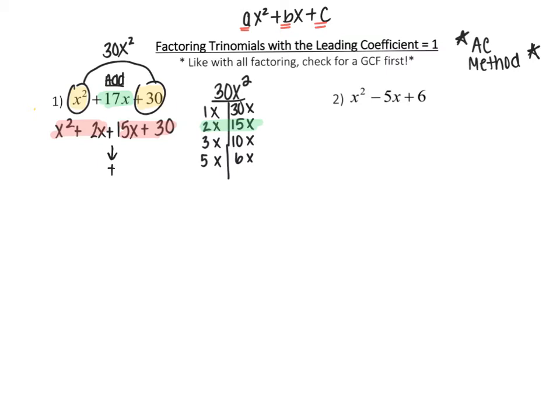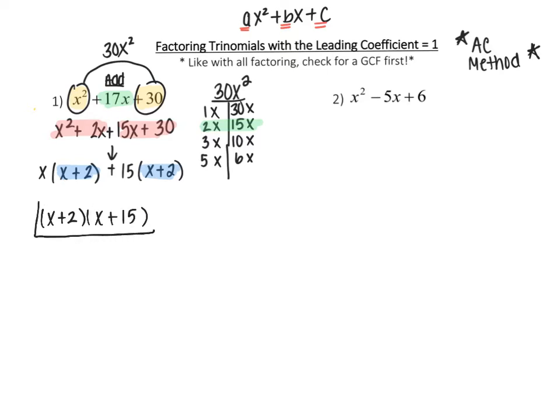My GCF of my first 2 terms is x, and I'm left with x plus 2. My GCF of my second 2 terms is 15, and I'm left with x plus 2. We should notice that this x plus 2 is in common, so that's my other GCF. So my final answer is x plus 2 as my GCF, followed by x plus 15. And that is my final answer for factoring.